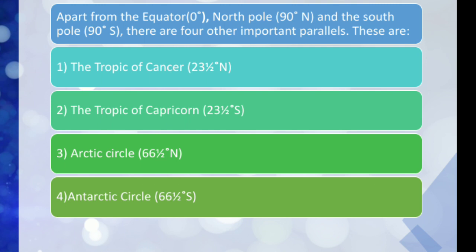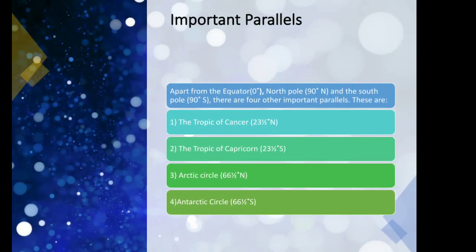So when we go towards the northern side, at 23.5 degree north, there we will find the Tropic of Cancer. When we move toward the southern side of the equator, at 23.5 degrees south, we will find the line which is known as the Tropic of Capricorn. Moving forward at 66.5 degree north, we will find the Arctic Circle, and moving towards the southern side, we will find the Antarctic Circle. I'll make you clear more with this figure.